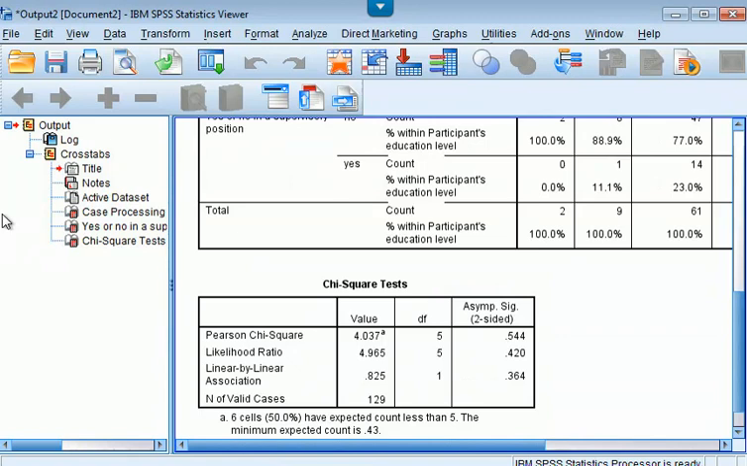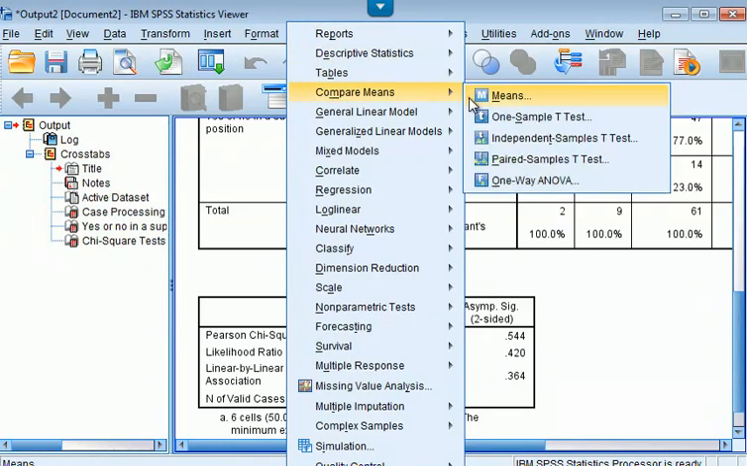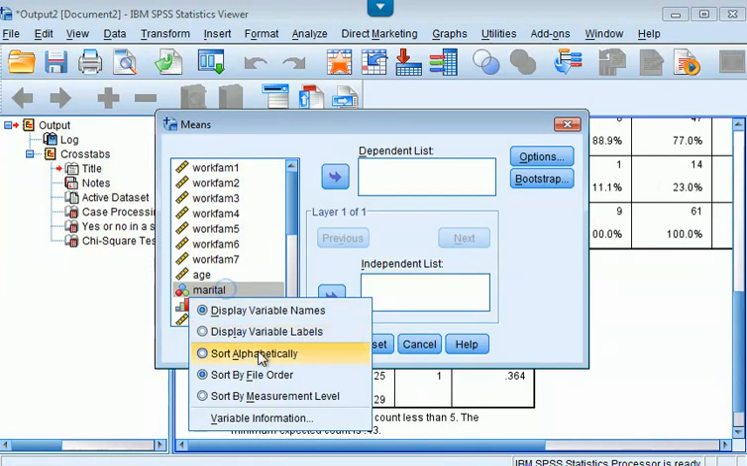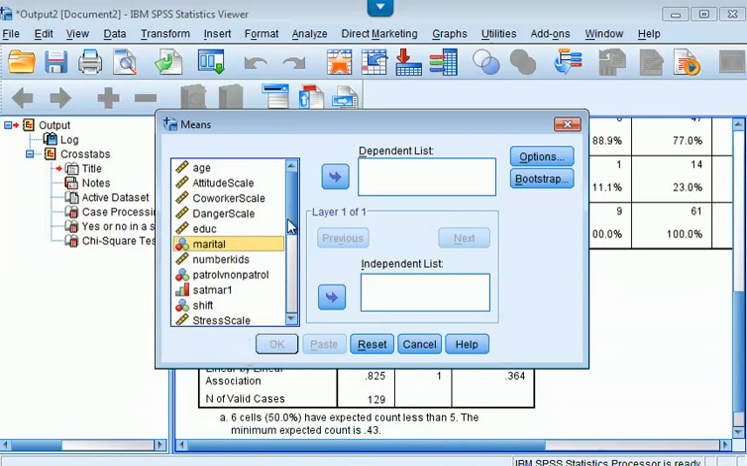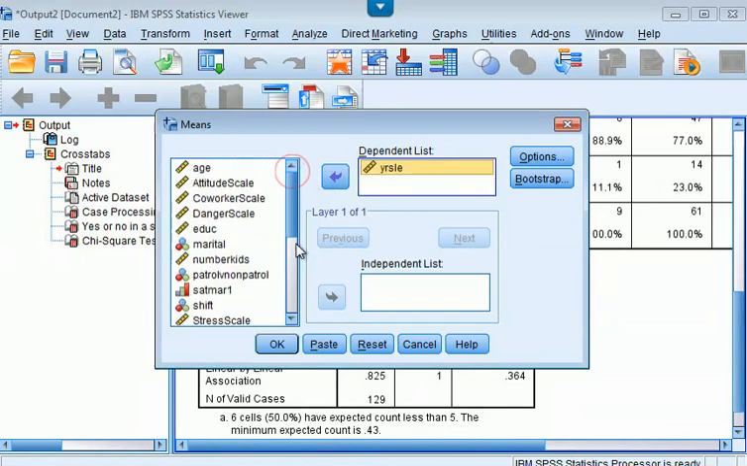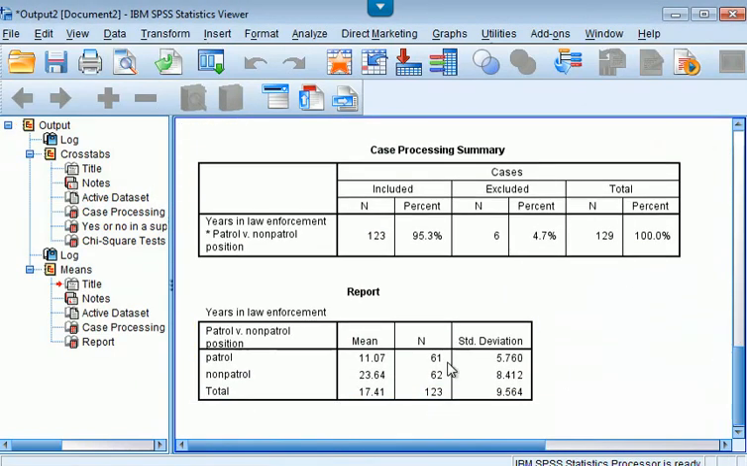Question 7 wants you to determine the mean years in law enforcement for both patrol officers and non-patrol officers. So we can go in here, go to compare means, click on this. The dependent variable is years law enforcement. So scroll down here. And the independent variable is patrol versus non-patrol. Click here. Click OK. And if you scroll down, you can see the means here.